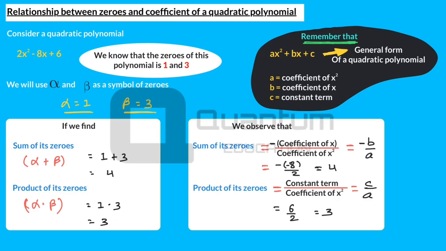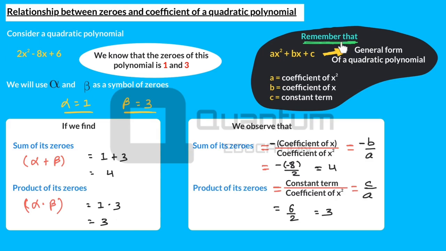So let's start. We know that the zeros of this polynomial are 1 and 3. Now we will use alpha and beta as symbols for these zeros. So we can say that alpha equals 1 and beta is equal to 3. These are the two zeros of this given polynomial.